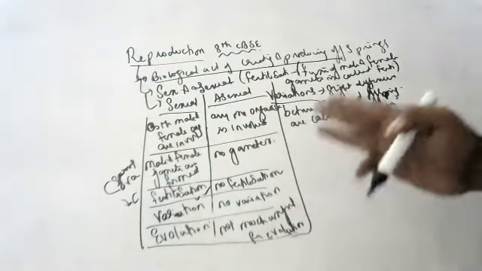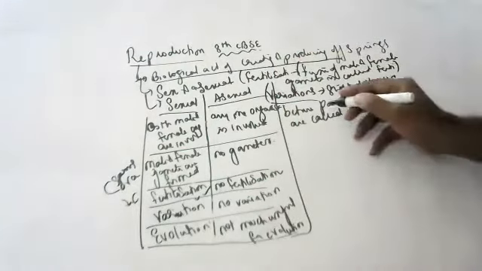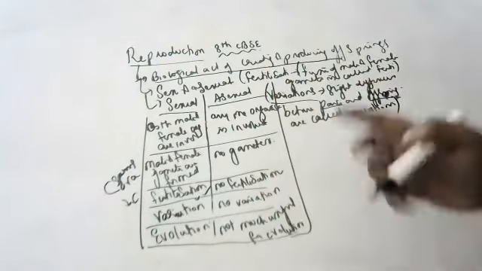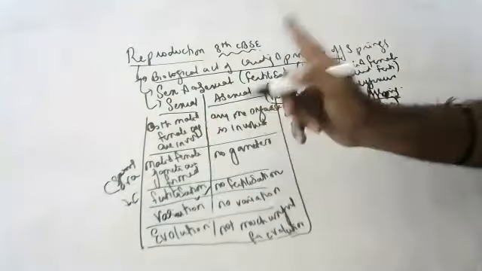Fusion of male and female gametes is called fertilization. What is variation? Slight difference between parents and offspring. Sexual means male and female, asexual means anyone.